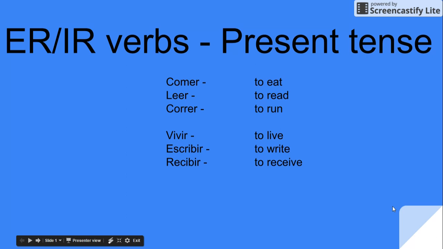Today's mini lesson is on ER and IR verbs in the present tense. We've recently studied AR verbs, and these work in a very similar way. We see that the infinitives, although they look similar, end either in ER or IR.